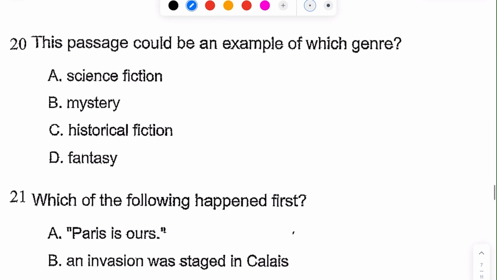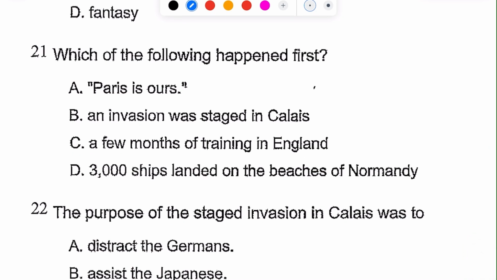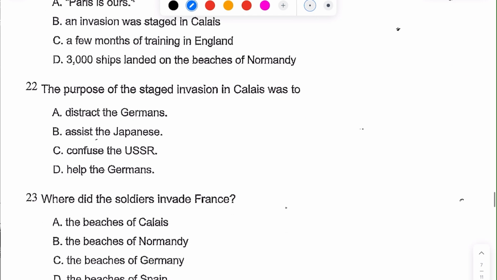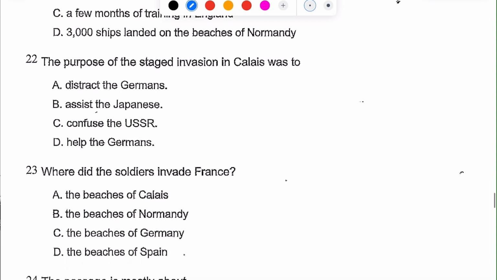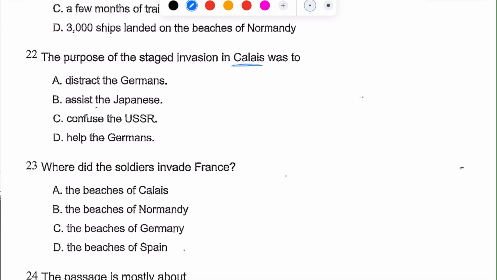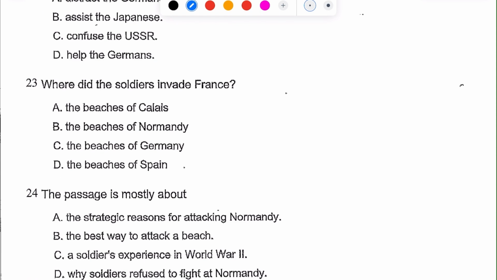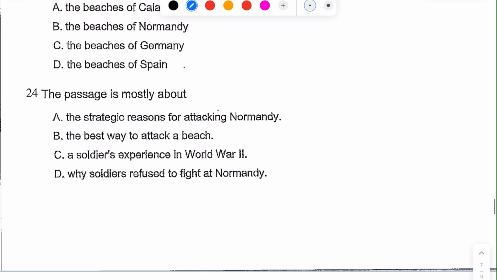So here for number 20, this passage could be what genre? So genre is like what subject? And then which of the following happened first? So you have to go in order, chronological events. Number 22, the purpose of the staged invasion of Calais was to do something. So look for the keyword Calais when we are reading the text. For number 23, where did the soldiers invade France? So look for France invasion. And then what is this passage mostly about?